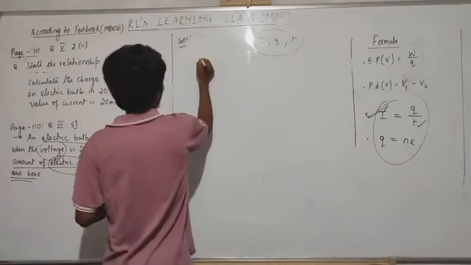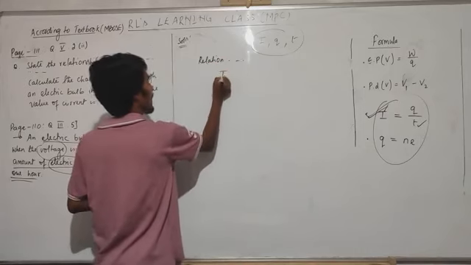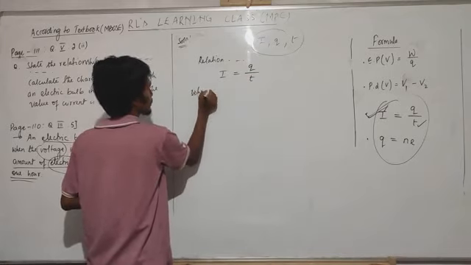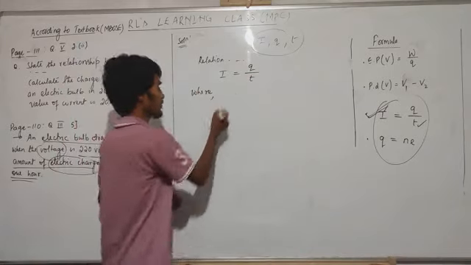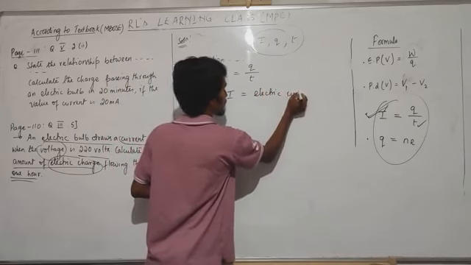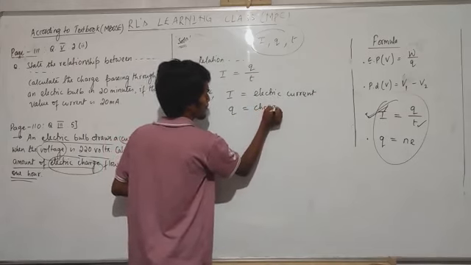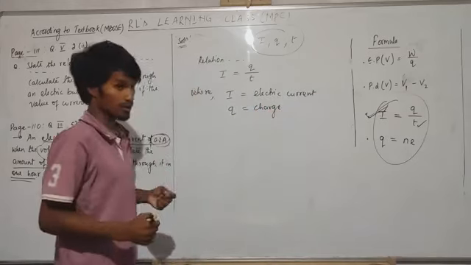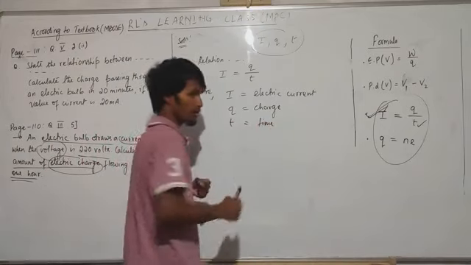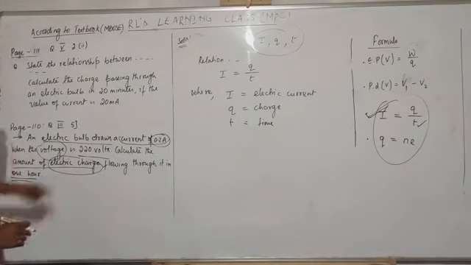Then you can write that answer as a relationship: I is equal to Q by T. Then please don't forget to write what this I stands for. Where I is the electric current, Q is the charge flowing in a conductor, and T is the time of flow. Okay, now by using this formula, we'll solve this problem.